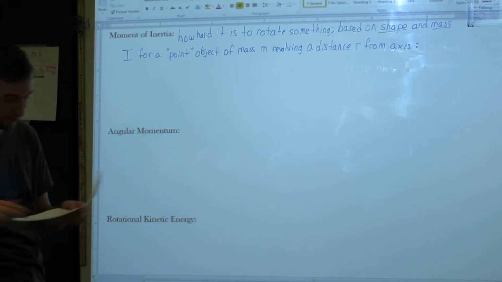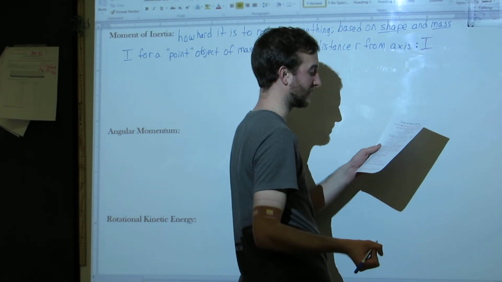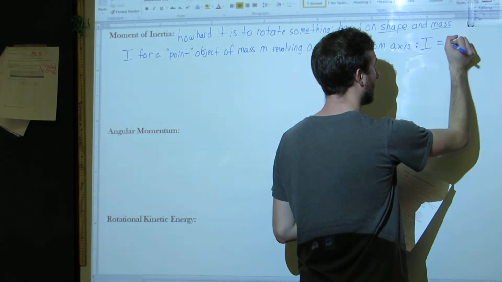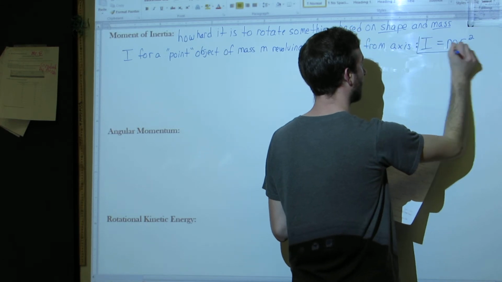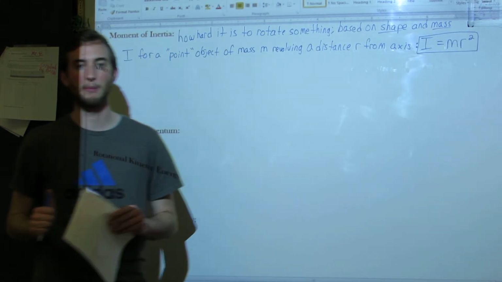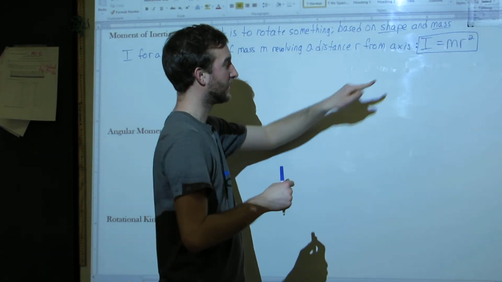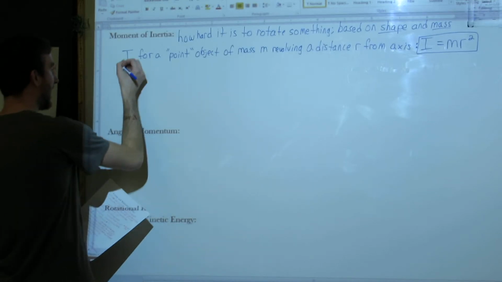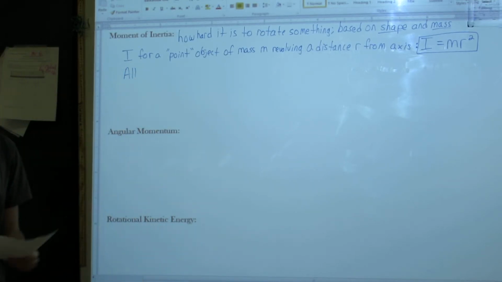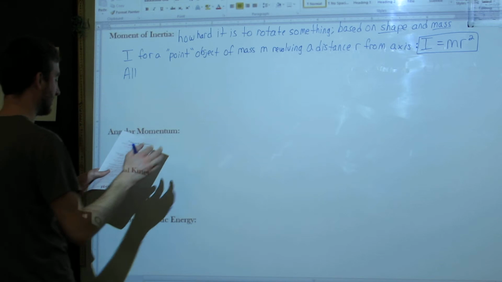Now, the moment of inertia for these types of objects, for a point object of mass m revolving a distance r from an axis, is as follows. I equals m r squared. This is the only formula you will have to memorize for moment of inertia. A point object of mass m revolving a distance r from its axis is I equals m times r squared. That is the formula for moments of inertia for that particular case. For any other shape, for an object that's rotating about a central axis, for literally anything else, you don't have to memorize it.